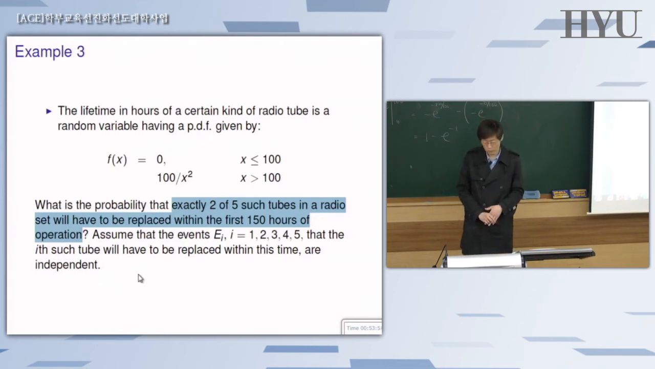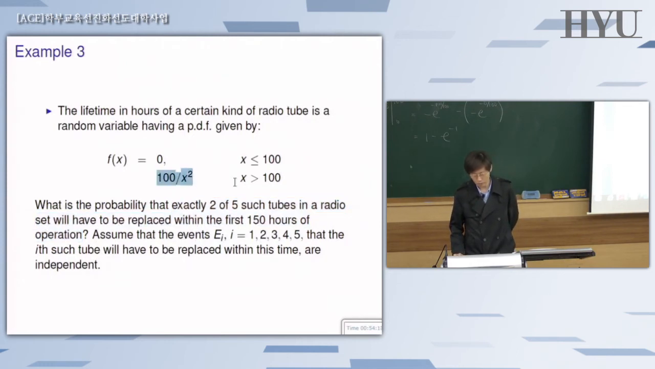I think I used this one for some exams. I forgot the exact year, but this was the actual exact question from a past year. So the PDF is given. It's a completely identified PDF. And if you want to make sure that this is a valid PDF, you have to integrate this one between 100 and infinity. You indeed get 1, so this is okay to use.